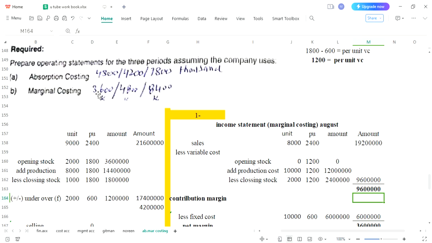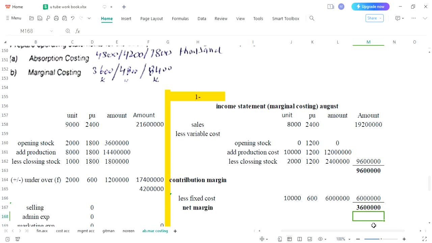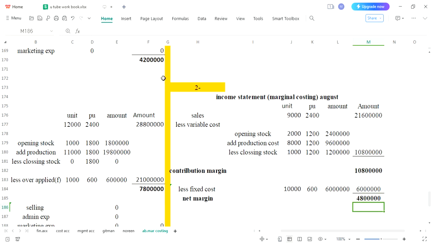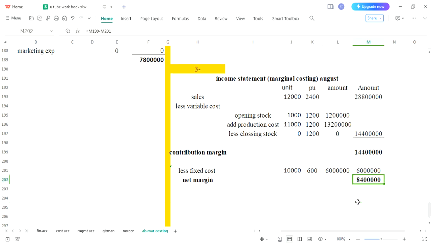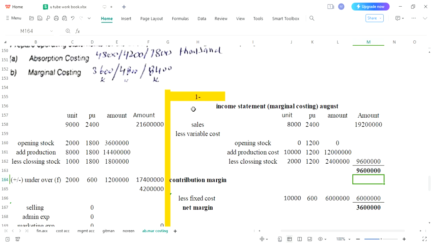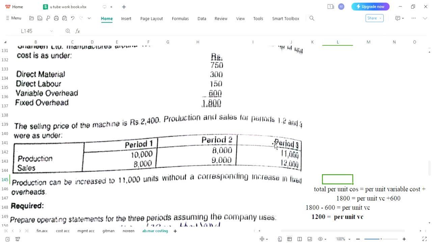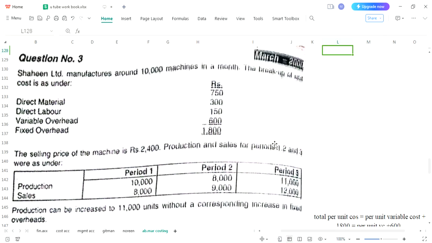You can see 3600 was your first answer. This second answer 4800. You can see over here. And your third answer is 8400. So third answer 8400. All answers are completed. So thankfully, without any editing, without any interruption, all 6 answers are completed. In this way, our question number 3 is completed. All 6 answers are matched. It was really interesting and enjoyable time, and hopefully you people have enjoyed it as well. Time for question number 3 has ended.